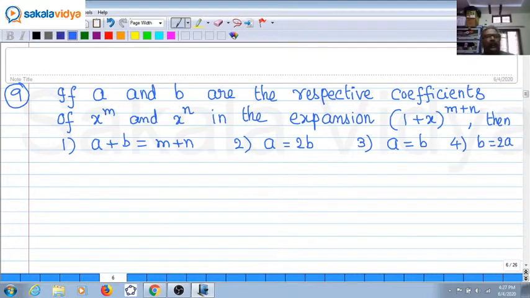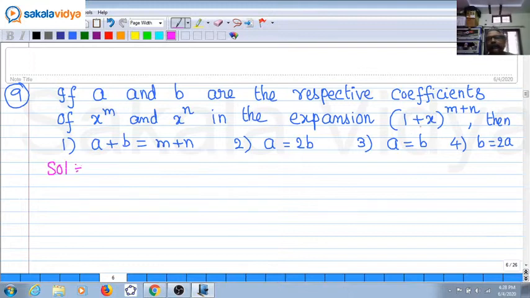If a and b are the respective coefficients of x to the power of m and x to the power of n in the expansion (1 plus x) all to the power of m plus n, then we need to establish the relation among a, b and m and n, or sometimes just the relation between a and b. So that we need to check here. There's the hint.